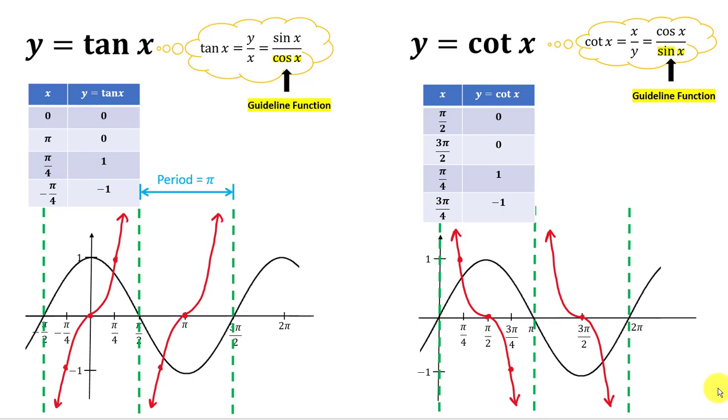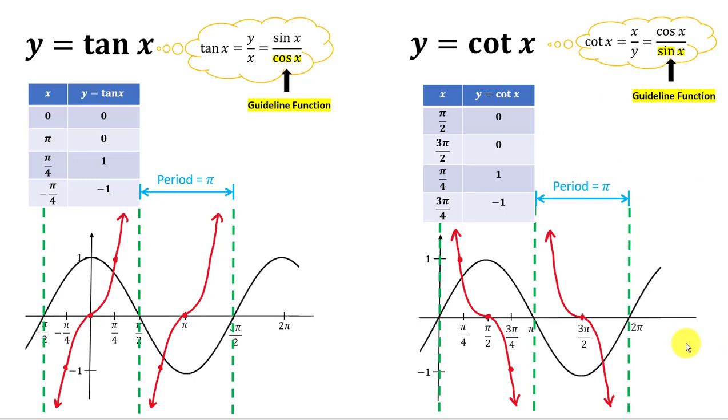And of course, the second branch looks the same, and we can keep going and construct more branches, moving to the right or moving to the left. So one cycle of the cotangent function is one branch, and in this case, the period is going to be pi. From pi to 2 pi, we can see how it's pi, and again, it's half of the period of the guideline function, which has period 2 pi.